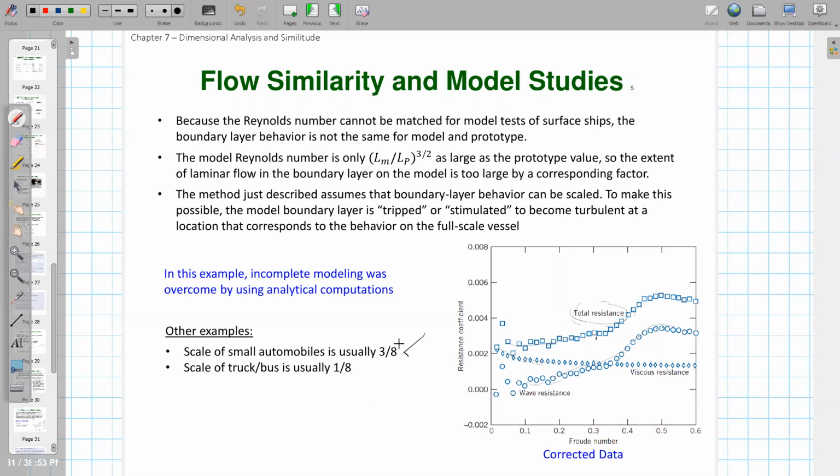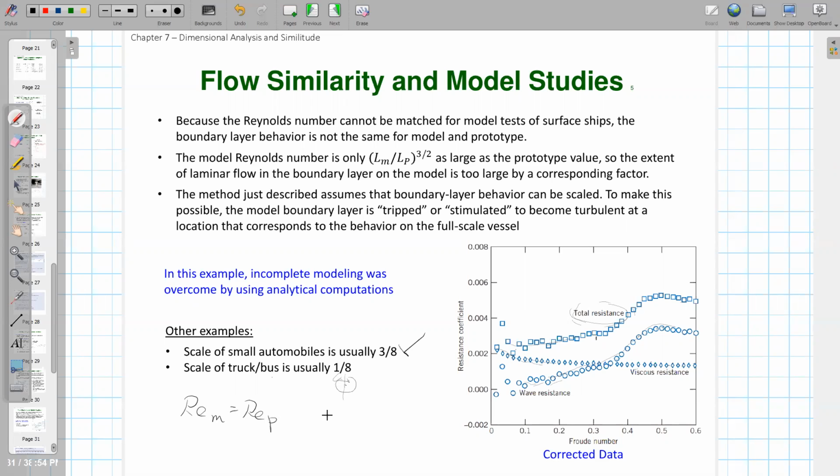This is fine, but the problem comes with the large size of the car. If you have a very large truck or bus, how can you shrink it to do a wind tunnel experimental measurement? Usually you have to shrink it more to fit the wind tunnel. So we have to shrink the truck and bus to 1/8 of the actual size. Now we want to fix the Reynolds number: Reynolds number of the model equal to Reynolds number of the prototype.